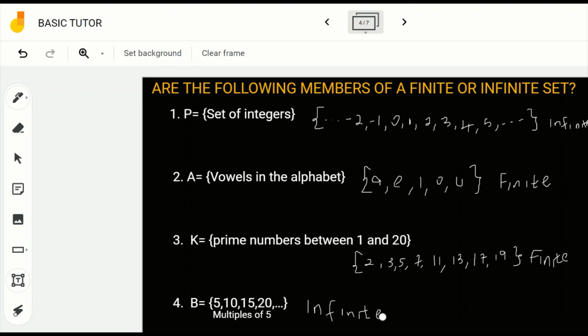All right, so these are some questions, and please, it's very important to remember these two concepts. The finite sets are sets in which the members of the set can be counted, while the infinite sets are those sets in which the members of the set cannot be counted.